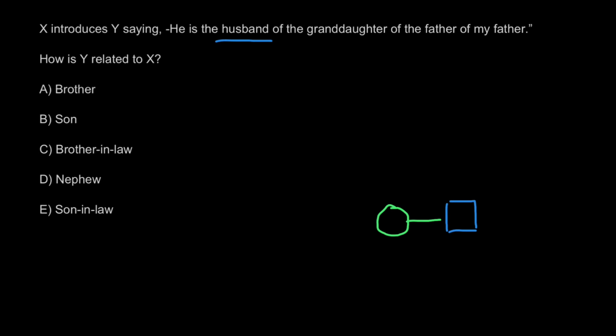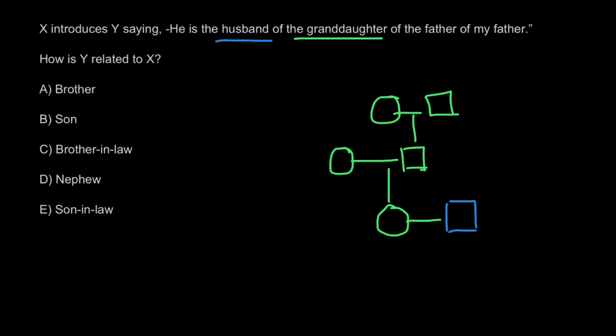So he is a husband of the granddaughter of the father of my father. So this female is also a granddaughter. This female here should have parents and grandparents in order to be a granddaughter. So she has a mother and a father, who also has a mother and a father. Now take a look. This female is a granddaughter of this male, and she is a daughter of this male.